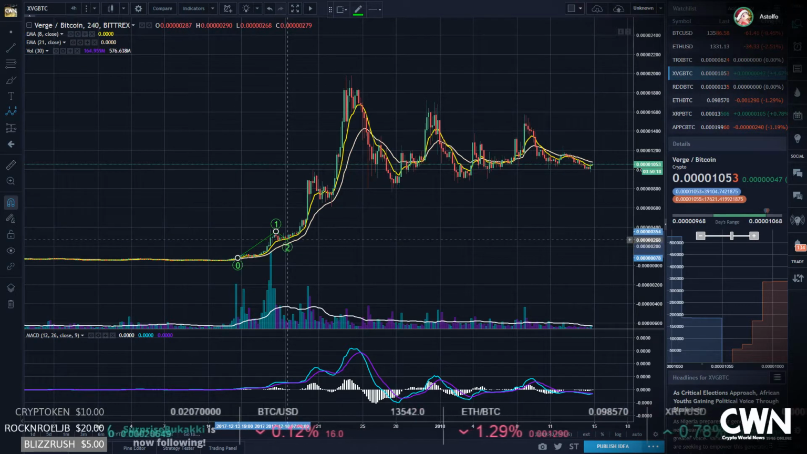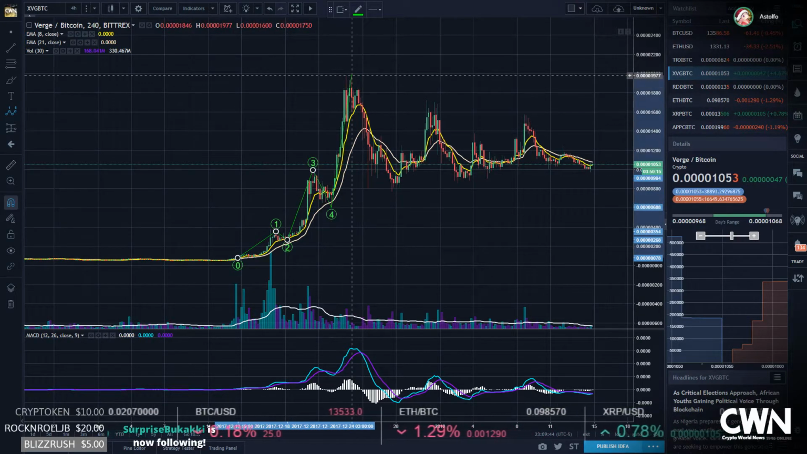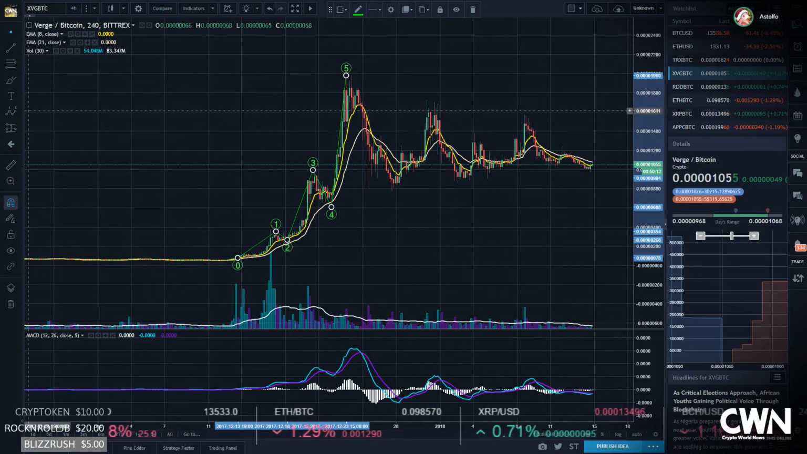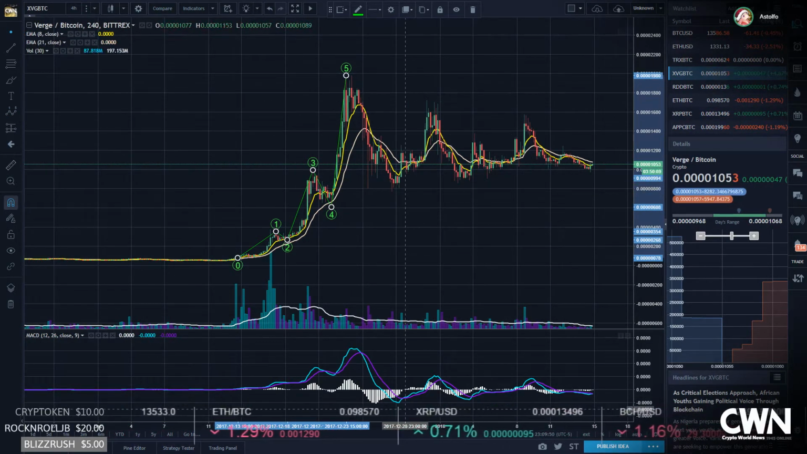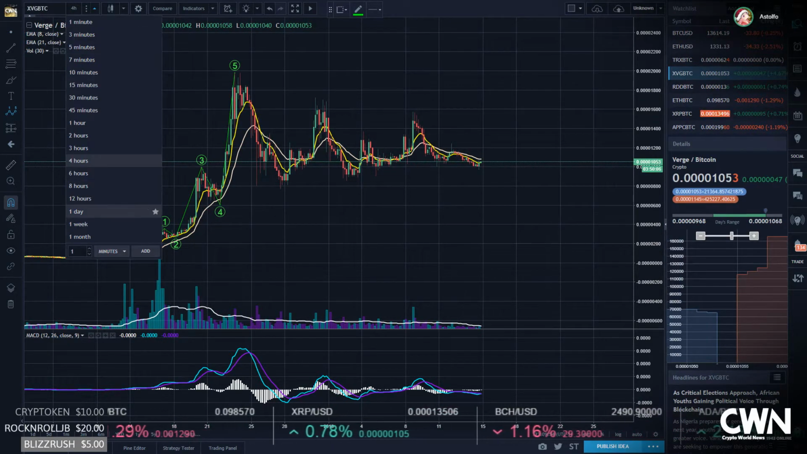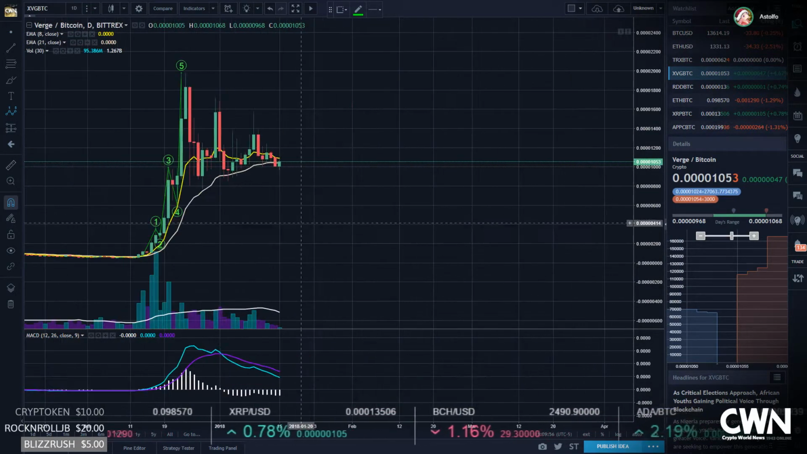It looks like we've got a 1, 2, 3, 4, 5 wave impulse. Good volume. MACD is trending up. Good. This is definitely a corrective. It looks like a triangle. We are on the 4. Let's go back to the daily.